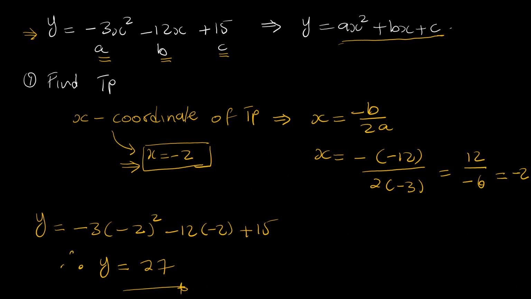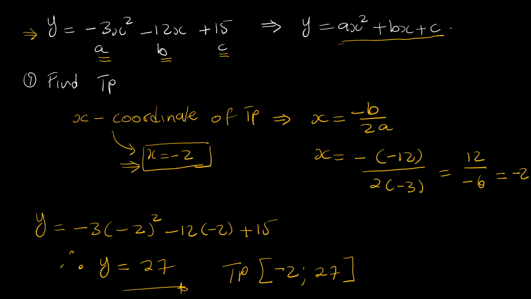Please pause the lesson and try to work this out first. And then now we have our TP as what? Our TP, the turning point, will be minus 2 and 27. Those will be the coordinates of that point D.